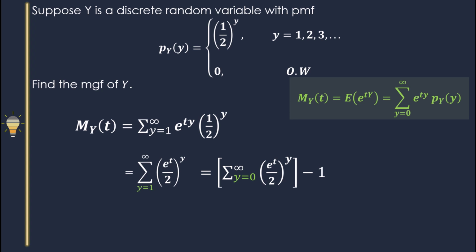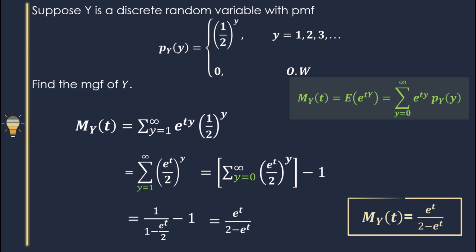Now we have this. Therefore we can use the summation: 1 over 1 minus e^t/2, then minus 1. Then you can simplify. The moment generating function is e^t/(2 minus e^t).